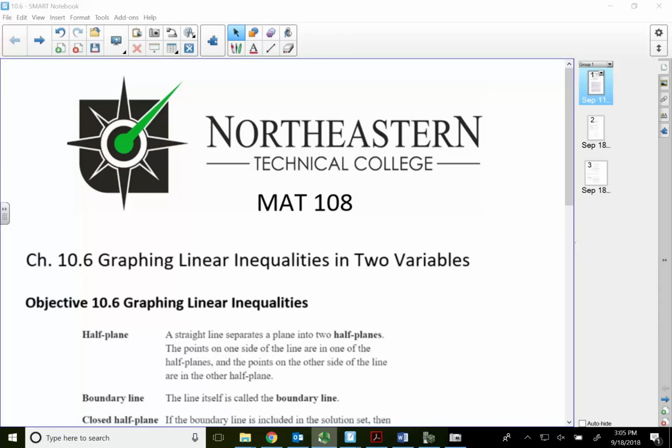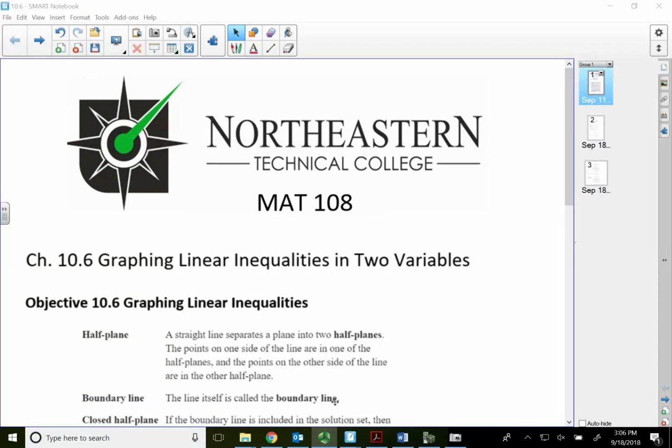Welcome to Module 10.6, Graphing Linear Inequalities in Two Variables. This is a lot like the end of Module 9, where we talked about solving linear inequalities. Now we're going to graph linear inequalities in two variables.